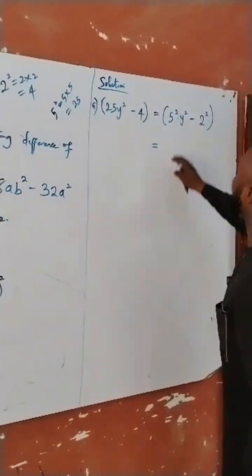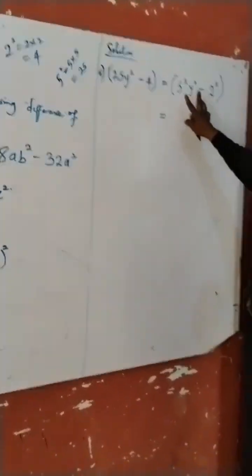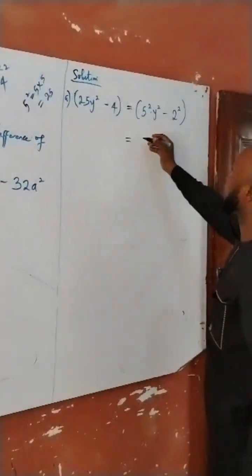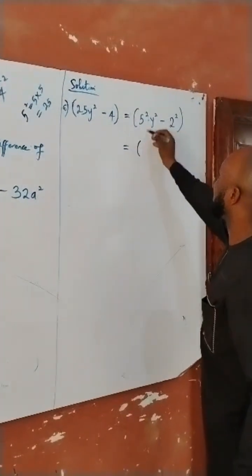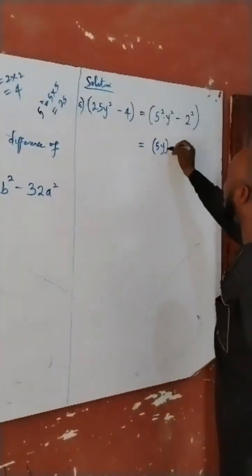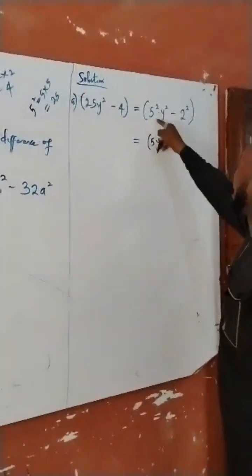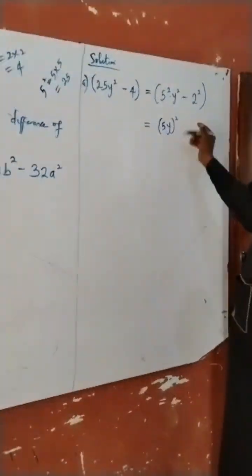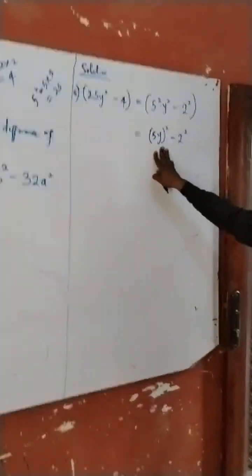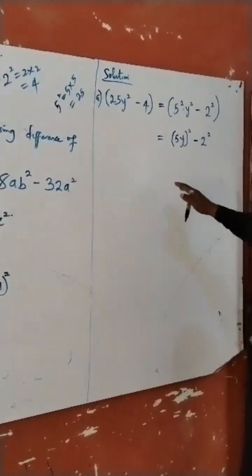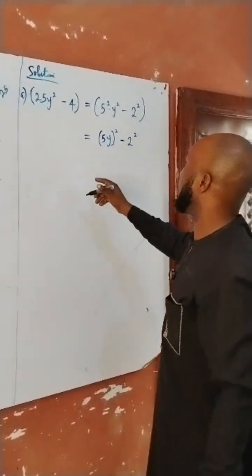So in this case, 5 square y square. I'm going to use a common square for both of them. So what do I have here? I have 5y all square, because this square covers y and covers 5 too. So minus 2 square. So both of them are in the form of difference of two square.